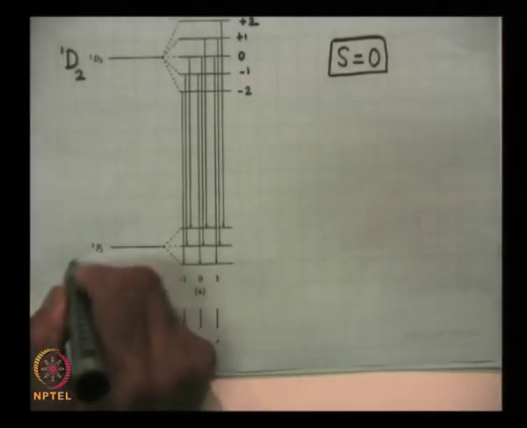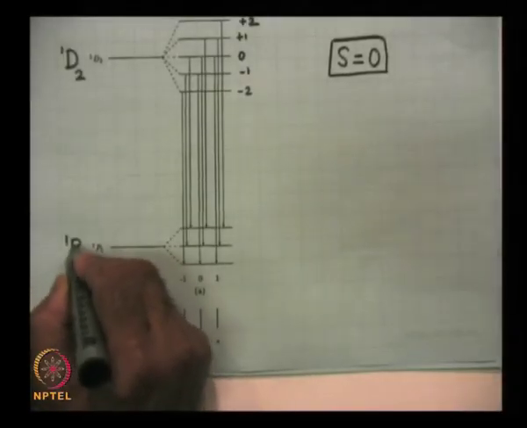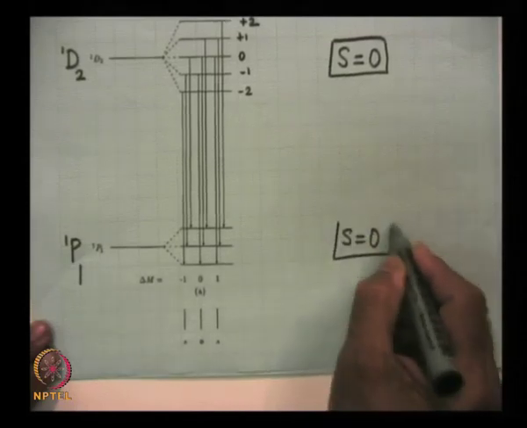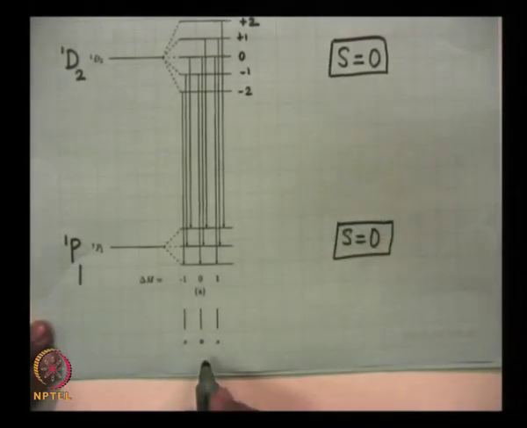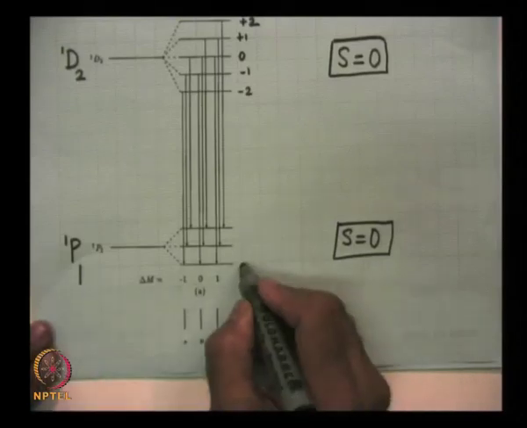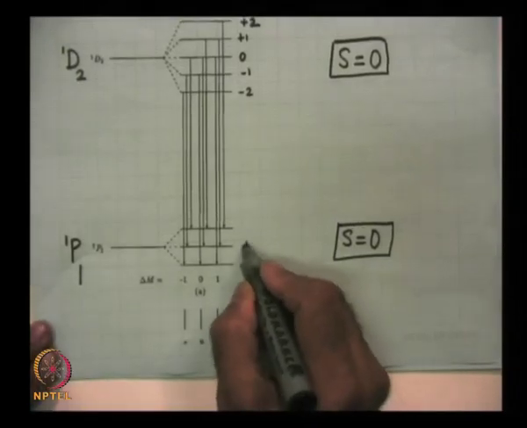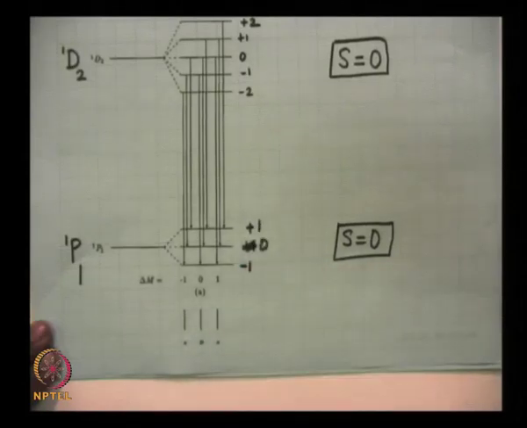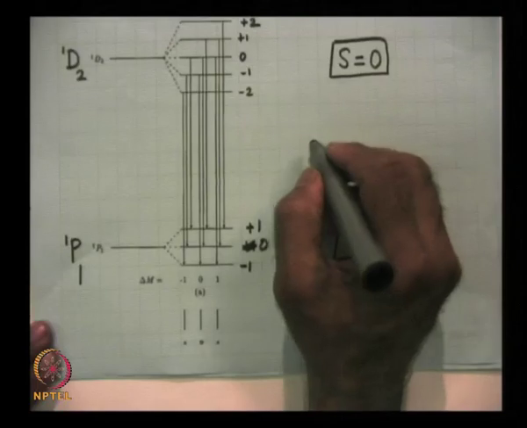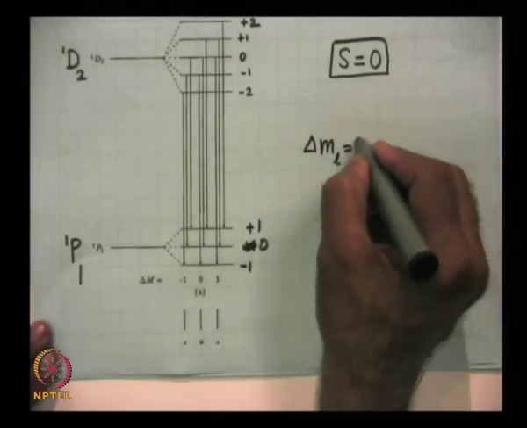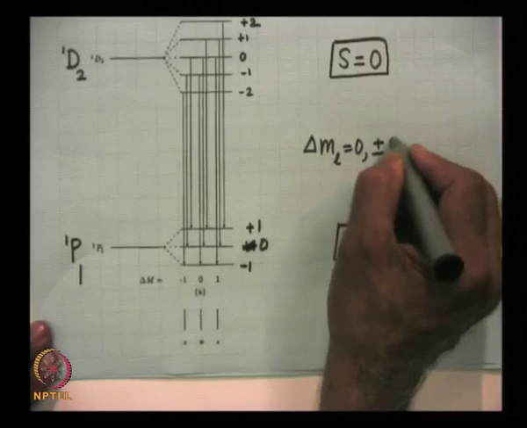and if I assume a transition to singlet P1, here S is again 0 and L is 1. So m can take values minus 1, 0 and plus 1, and the selection rules are that this transition takes place when the change in ml is 0 or plus minus 1.